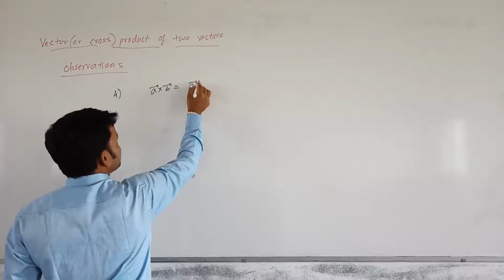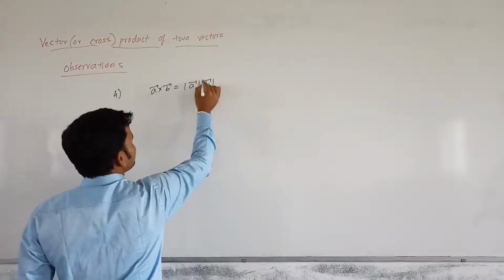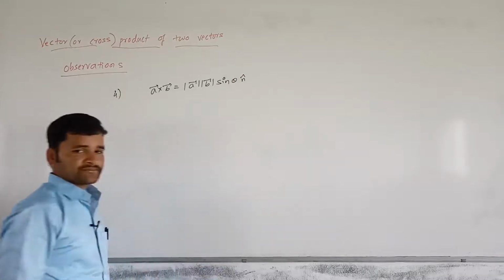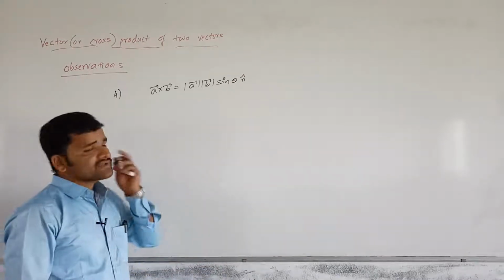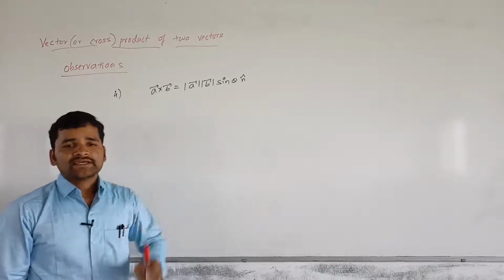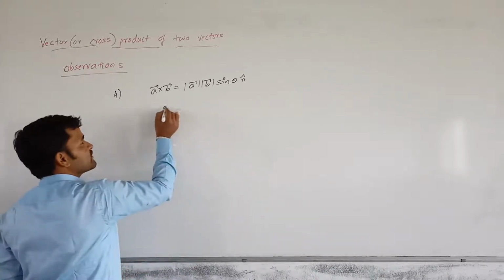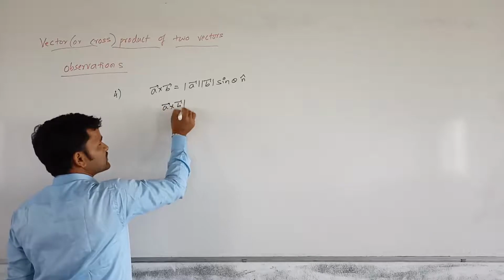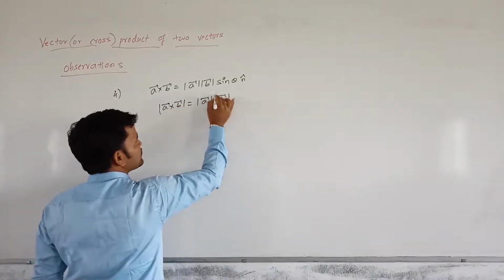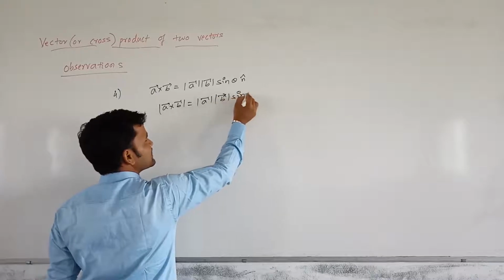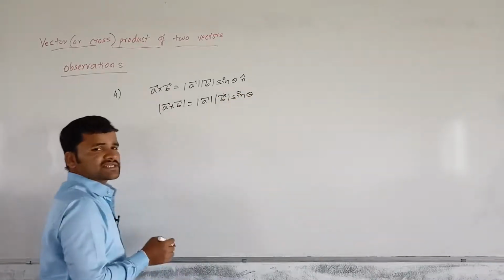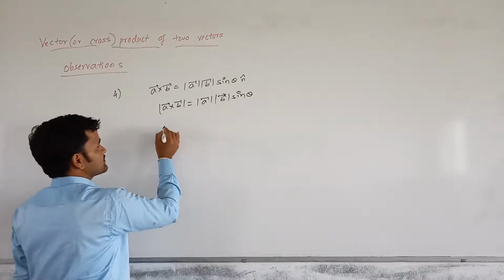to magnitude of vector a into magnitude of vector b into sin theta in the direction of n cap. See, instead of taking a cross b as a vector, let us find its magnitude. What will be the magnitude of a cross b? Magnitude of a cross b is equal to magnitude of vector a into magnitude of vector b into sin theta. That's all, its magnitude. Can't we separate theta from this? Easily we can separate it.